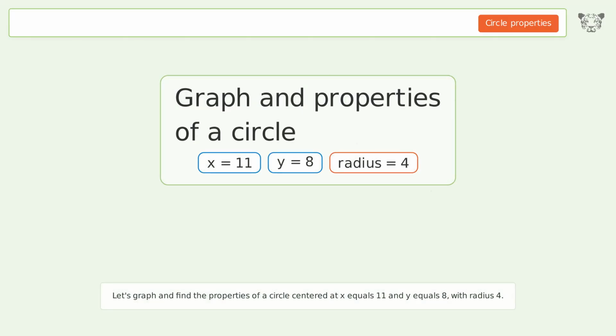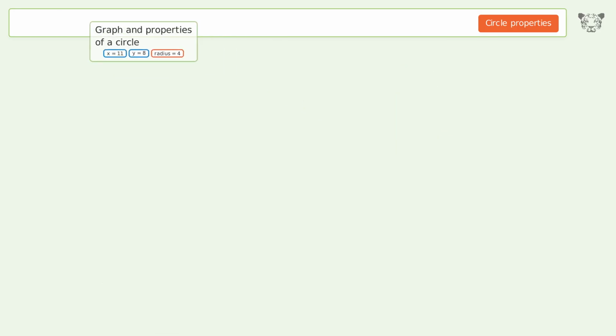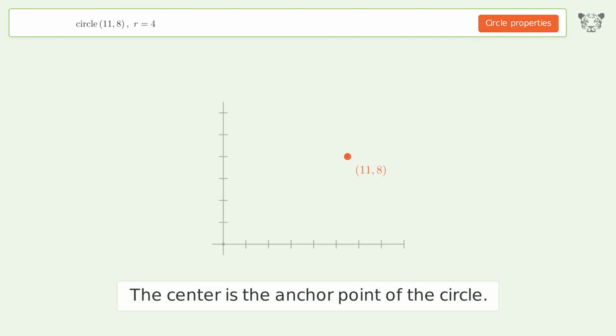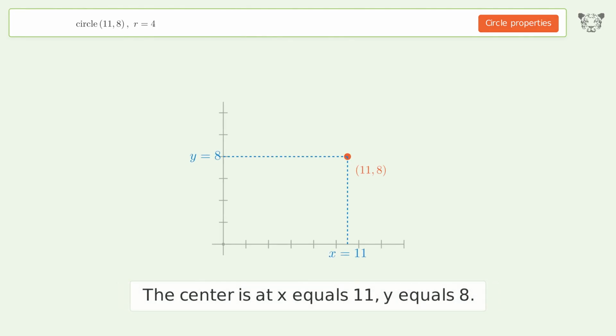Let's graph and find the properties of a circle centered at x equals 11 and y equals 8, with radius 4. The center is the anchor point of the circle. The center is at x equals 11, y equals 8.